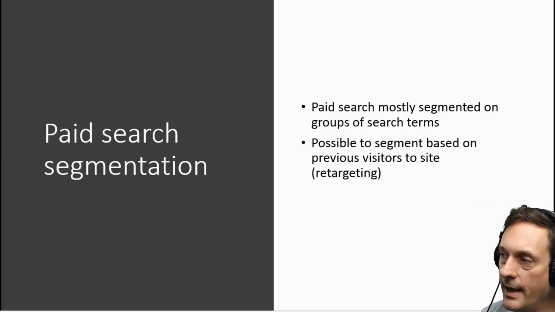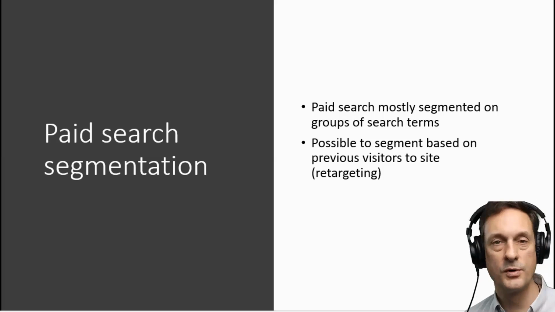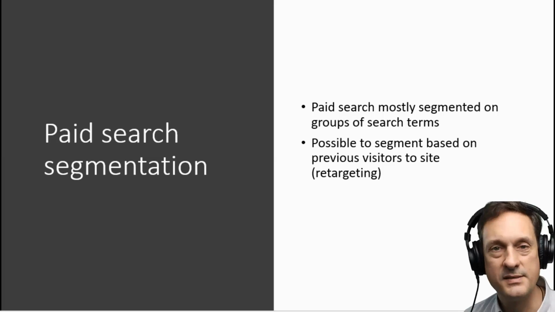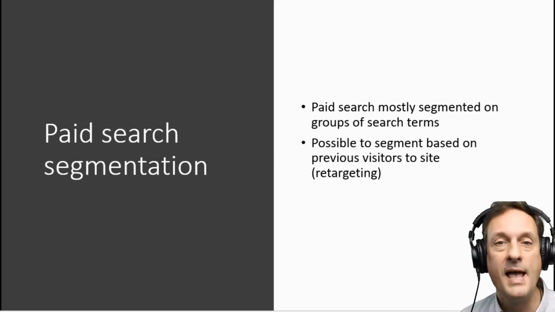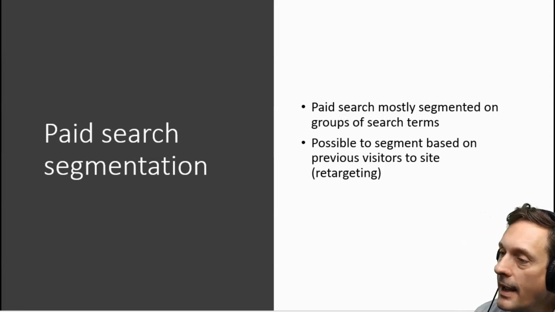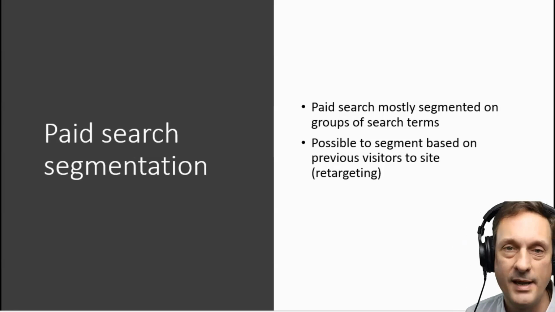Another way to do this is to segment your paid search based on whether people have visited your site before. So a behavioral segment. You could show this ad to people who haven't visited my site before, 50% off. And for people who have visited my site, show them an ad saying, hey, please come back. Then you could see if there's a performance difference between people who have visited before and who haven't.